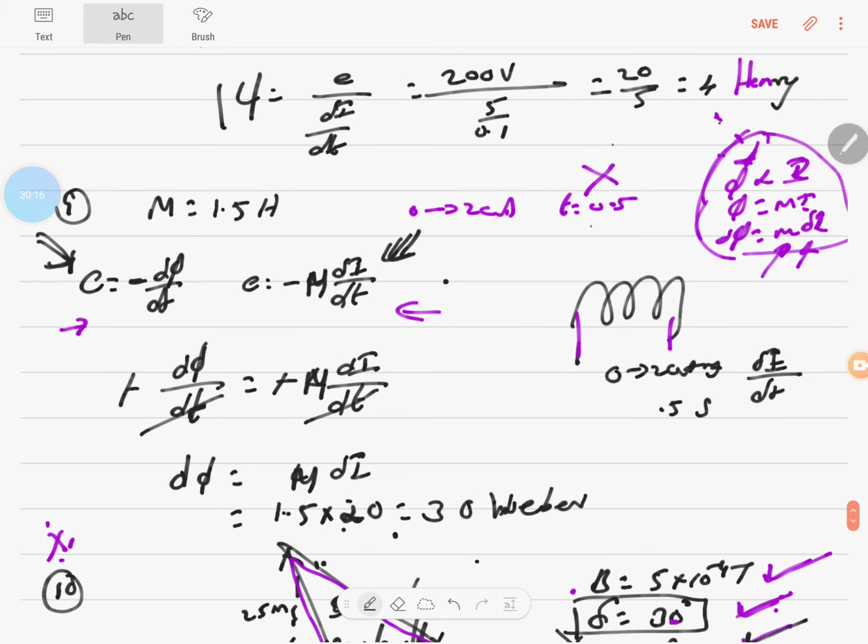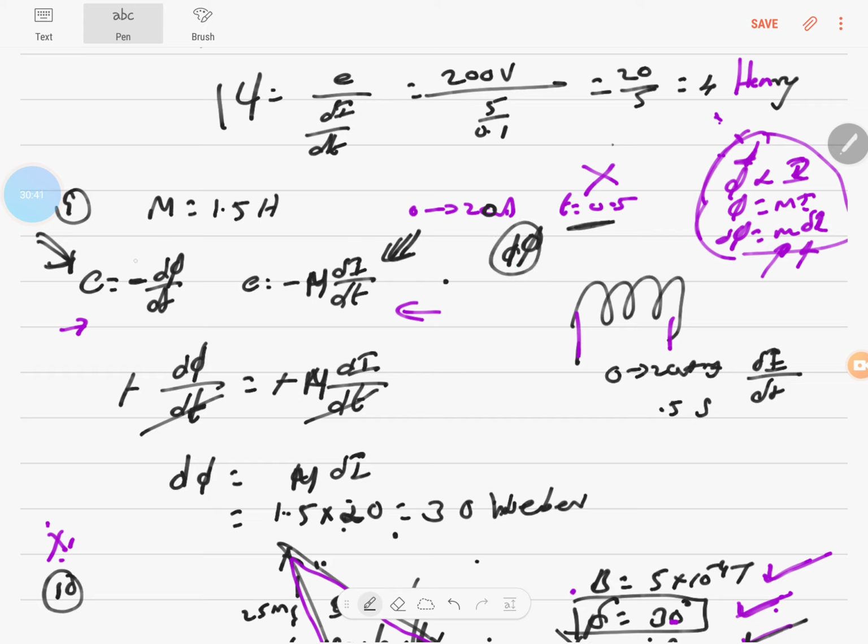Then a mutual inductance of 1.5 Henry is given, then E is equal to minus M into di by dt. The current increases from 0 to 20 amps in a time of, okay, di by dt is known, you can find it. Okay, what is the question all about? Ninth question in the textbook. But they'll ask you, not for the EMF induced, they'll ask you for the change in the flux, d phi.